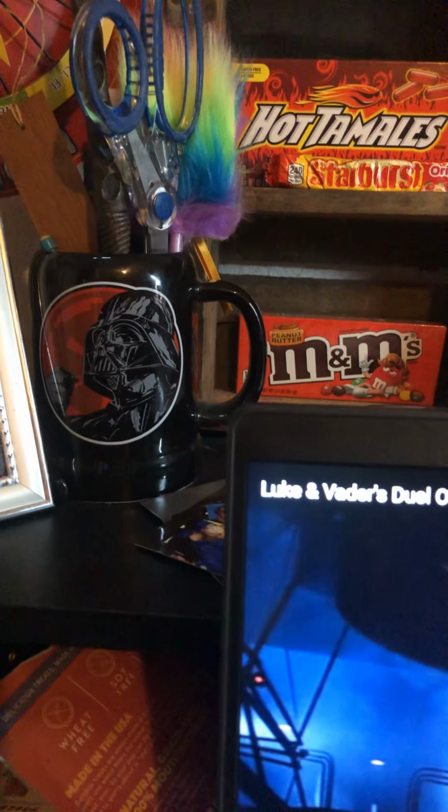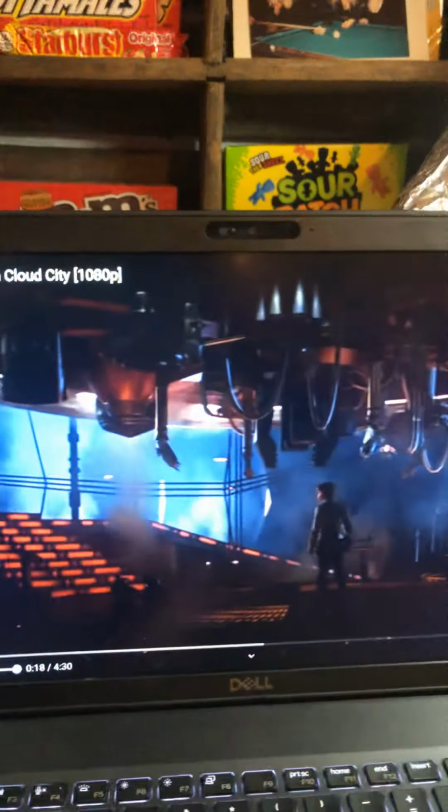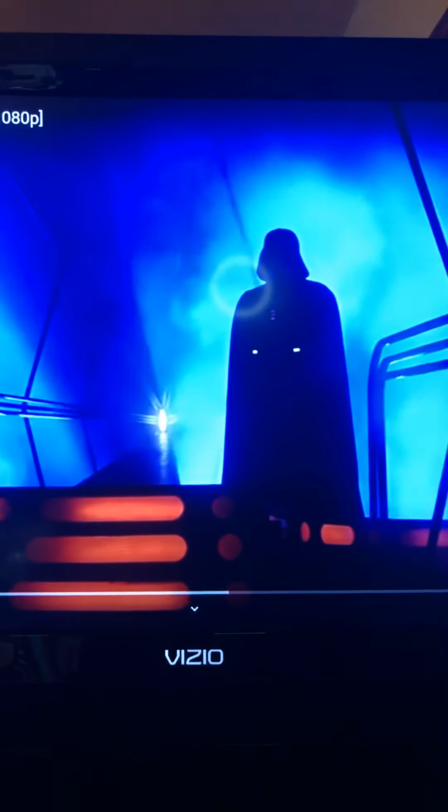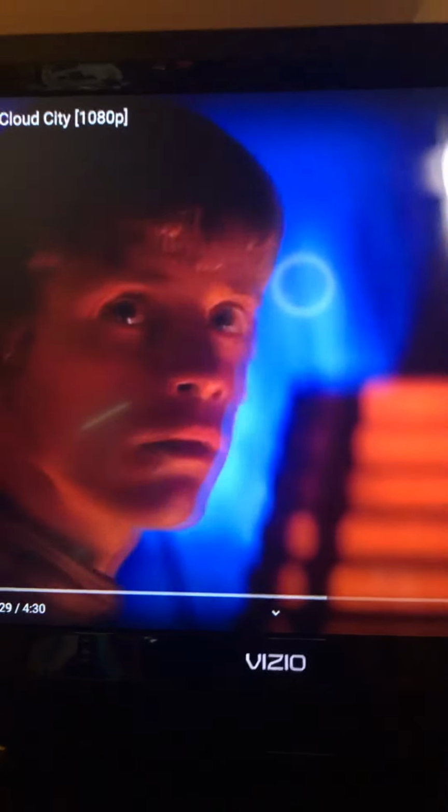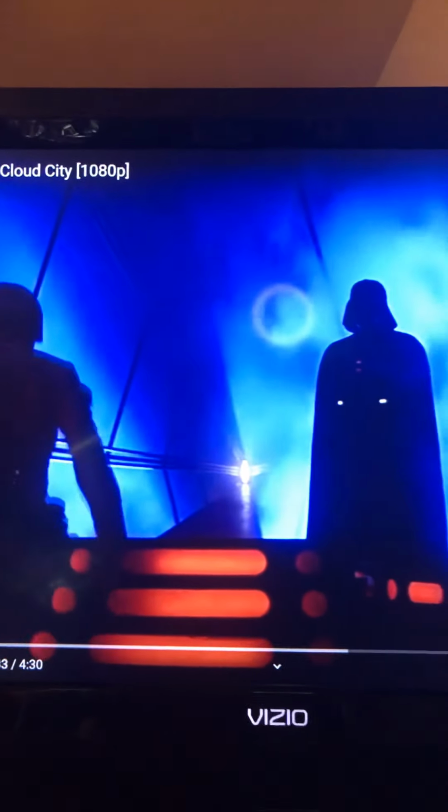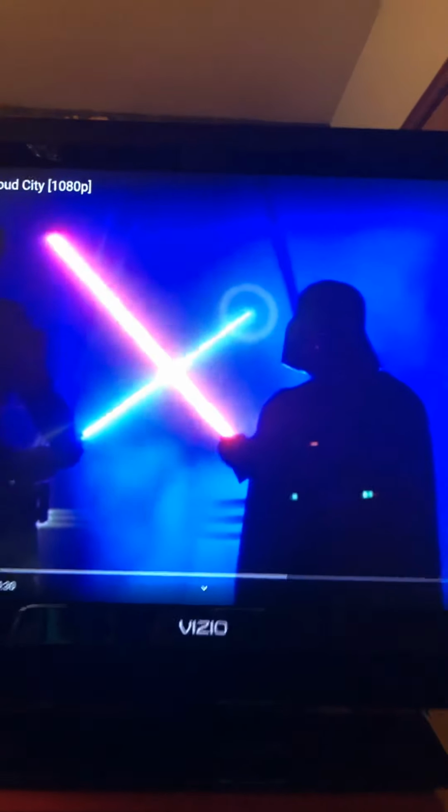So we'll watch a little bit of, this is Darth Vader and Luke. There is Luke. And this is from The Empire Strikes Back. So if you haven't seen that one, that's what this is. So here's Luke, he's trying to be a Jedi, Darth Vader, the Sith, and they're gonna have a lightsaber battle. There's his blue lightsaber, red lightsaber.